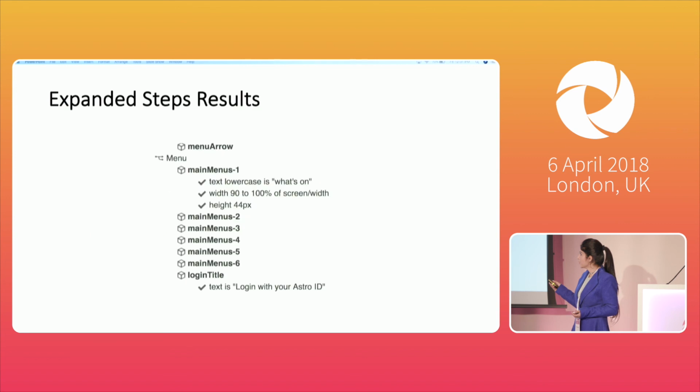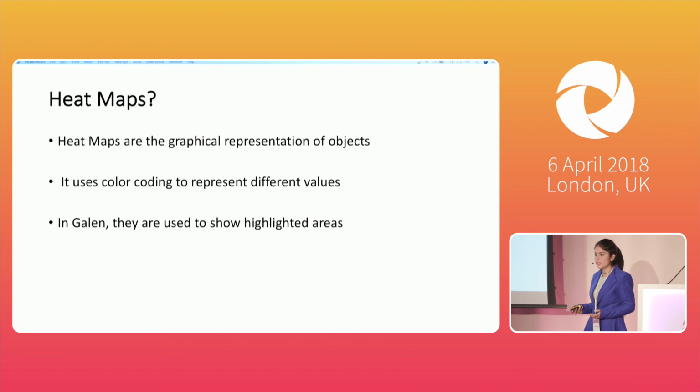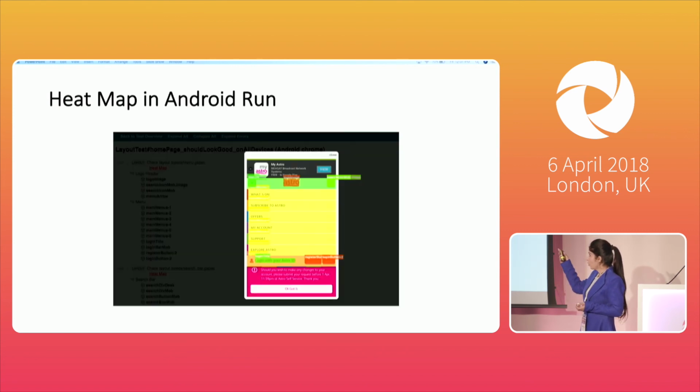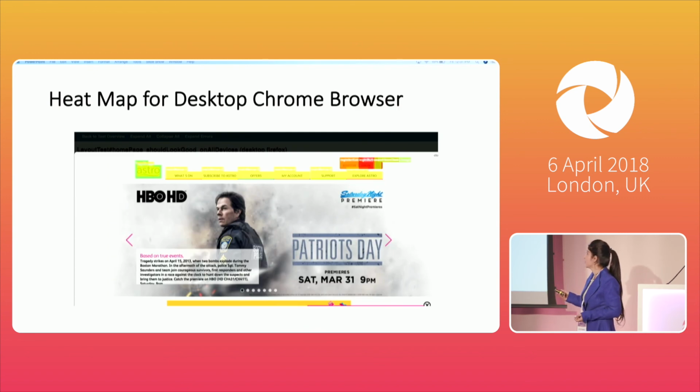Now we have seen heat maps also in the Galen report. So what exactly is a heat map? It's a graphical representation of the elements or objects that I have validated. It gives a color coding of what exactly I have validated in my web page, and the colors are based on the tolerance, how much percentage it has matched on the web page. Looking at heat maps, I can easily identify what has broken, what has passed, and everything I have validated in my script.